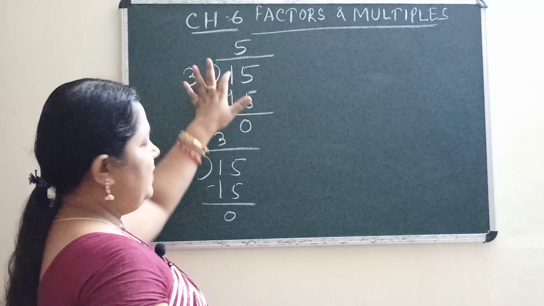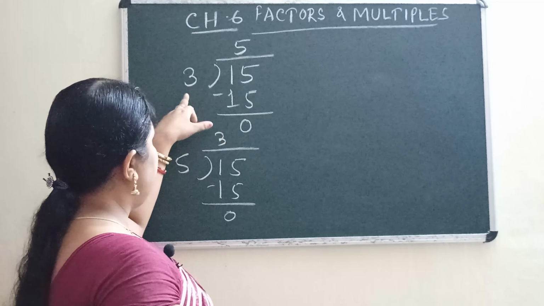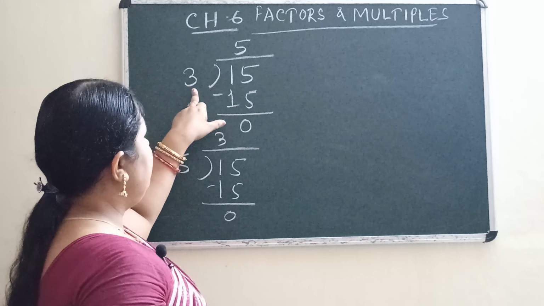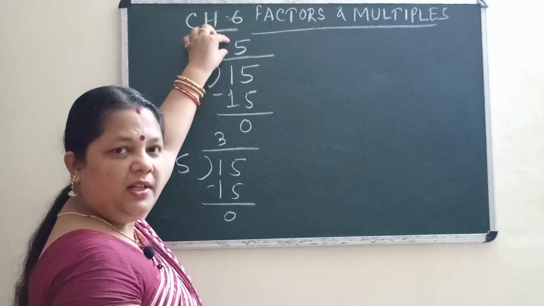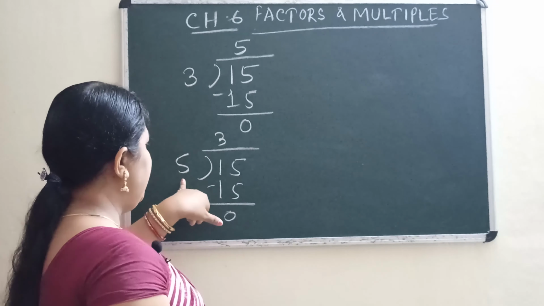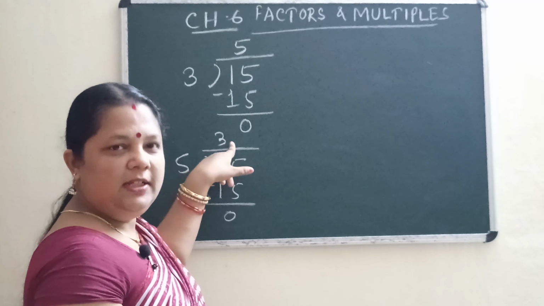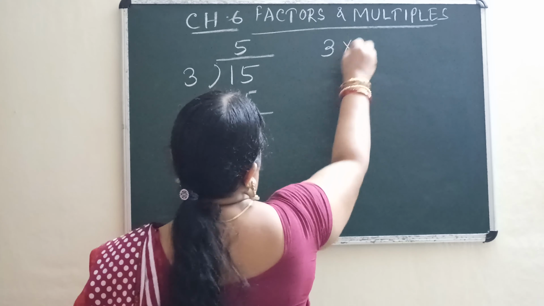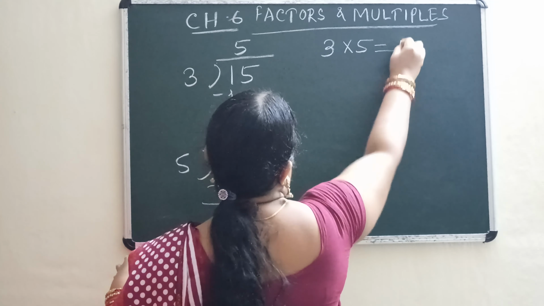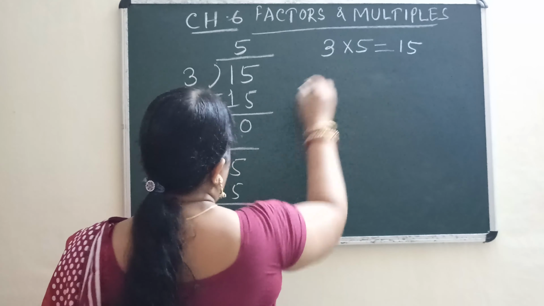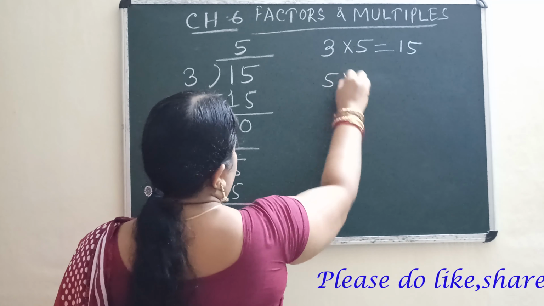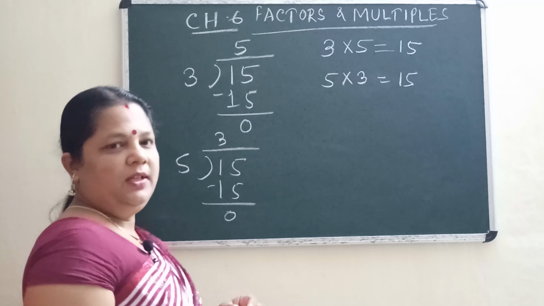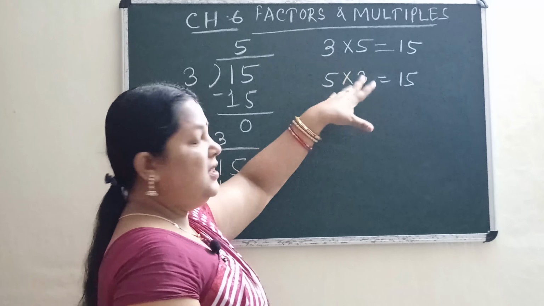Yes, so from these two, what are you observing? 15 is the same here, yes or no? But we are dividing here by 3, here by 5. If you divide by 3, we get quotient 5. But if you divide by 5, we get quotient 3. So you can see, multiplying 3 into 5 equals 15, and multiplying 5 into 3 equals 15 also. Yes or no? So this is one property.